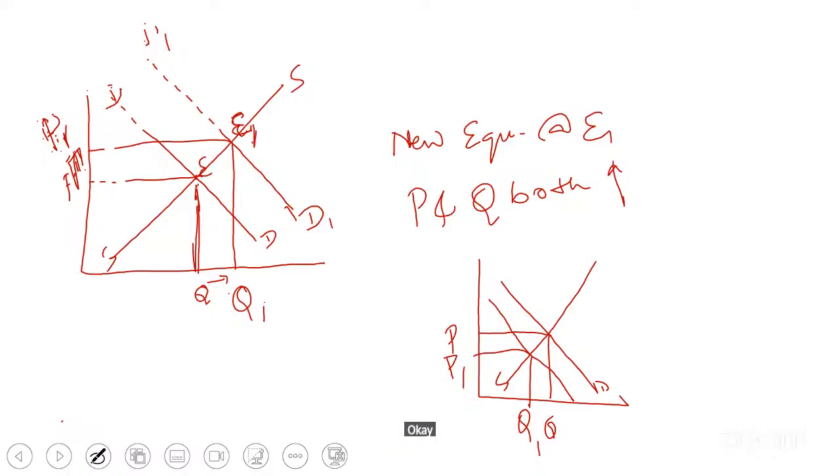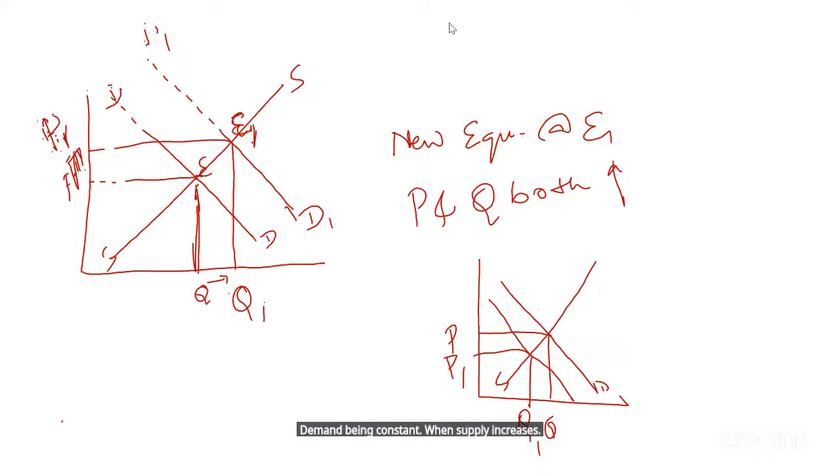Okay. See, the question will come on this concept, so you have to have a conceptual clarity. Next, case 3. Demand being constant when supply increases.